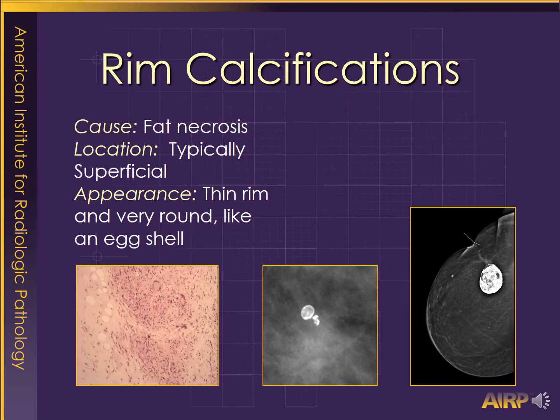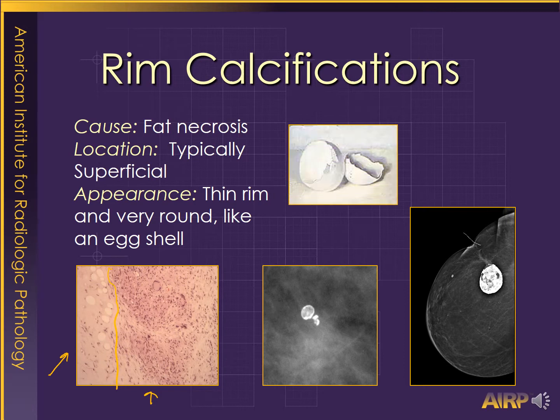Rim calcifications are due to fat necrosis. So when you injure fatty tissue, it heals by liquefaction necrosis, which is really inflammatory. Your body tries to wall that off. Do you see on this slide, there's a lot of lymphocytes, macrophages, histiocytes reacting to that inflammatory oil. It's trying to wall it off. So eventually it forms these sort of eggshell type calcifications.